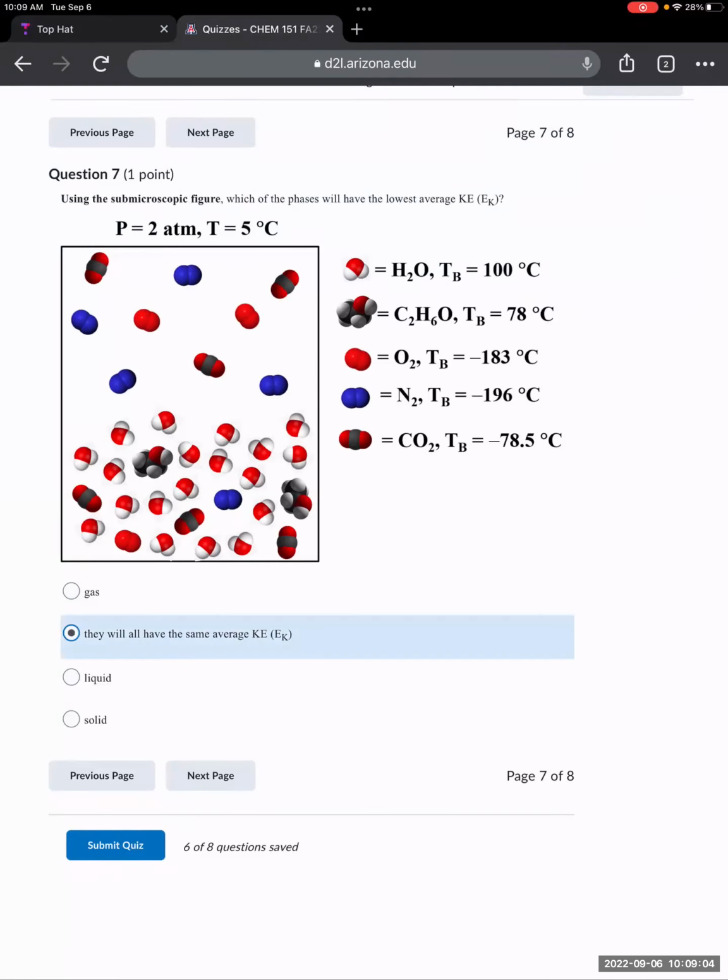So that should be the answer. It doesn't matter what the phase is. It doesn't matter what the substance is. They will all have the same average kinetic energy.